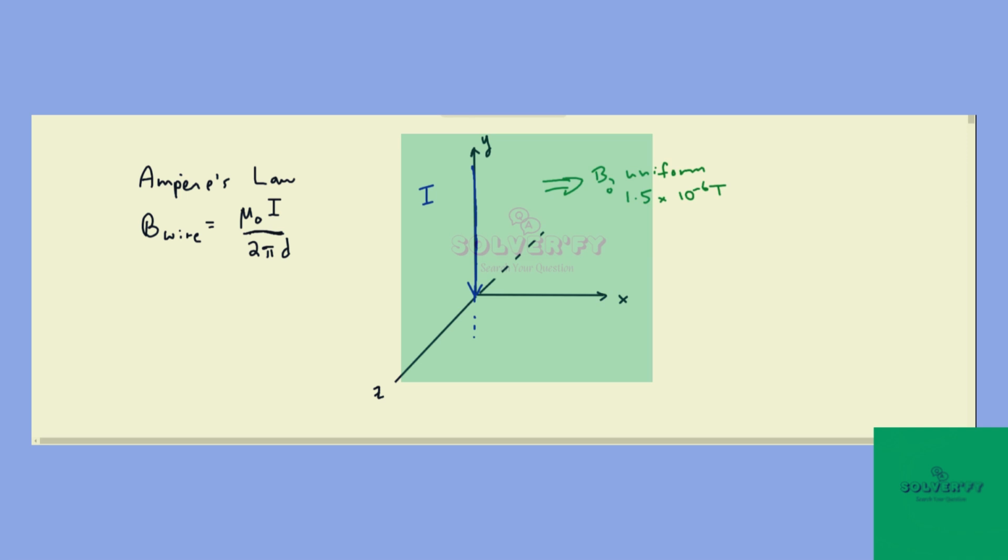But we need some points to find the total magnetic field, and we will have to use superposition. That is, the magnetic field total is a vector sum of the uniform B naught that points to the x, plus the magnetic field of the wire. And the direction of that magnetic field of the wire will depend on what position you're looking at.